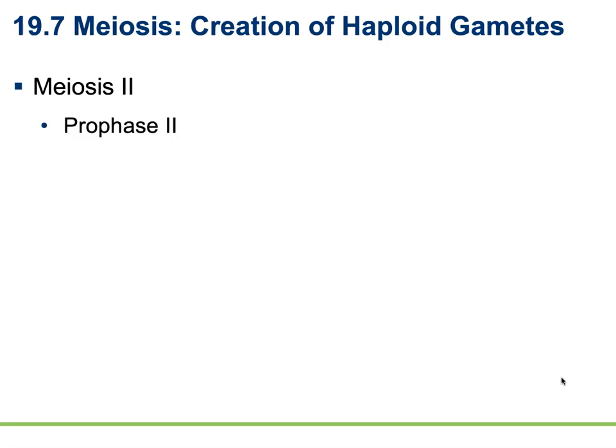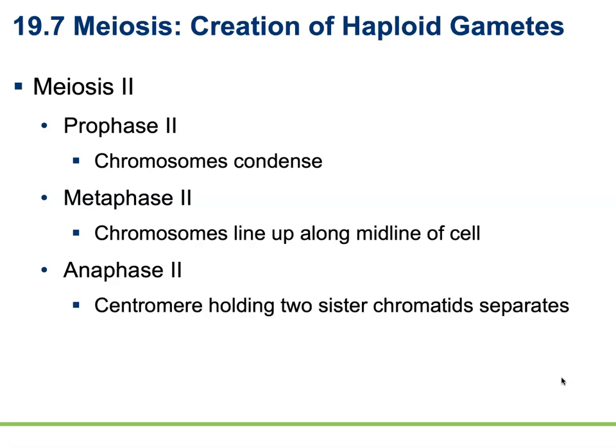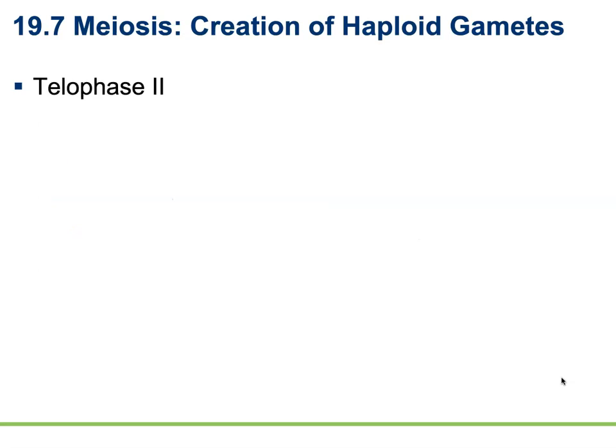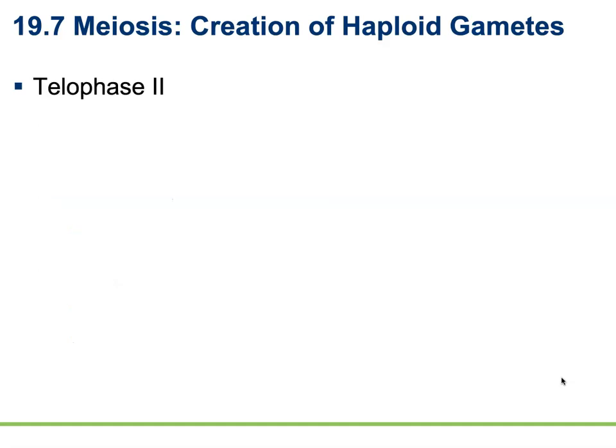In meiosis II, we're going to have prophase II. During prophase II, the chromosomes are going to condense. In metaphase II, the chromosomes are going to line up along the midline of the cell. In anaphase II, the centromere holding two sister chromatids is going to separate. The chromatids of each new pair are considered chromosomes, and those chromosomes are going to move to opposite sides or opposite poles of the cell.